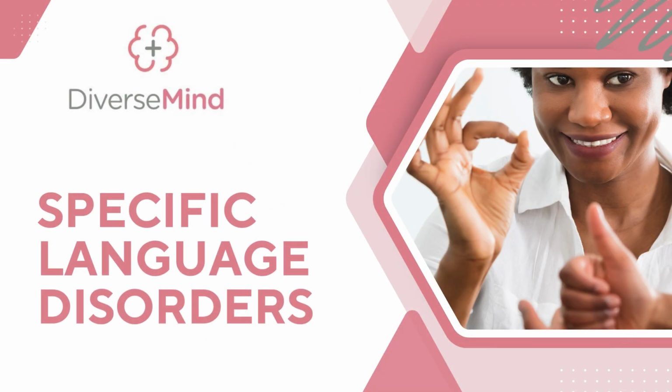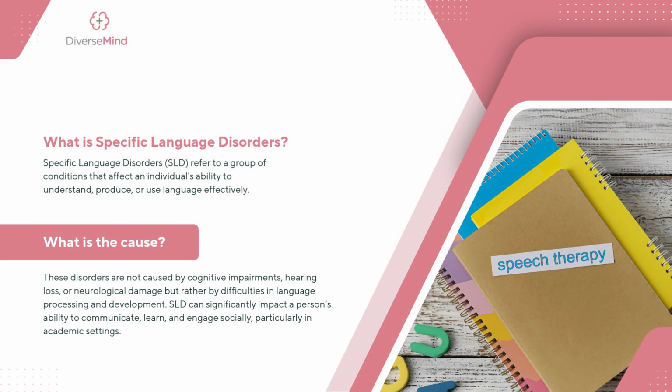Specific language disorders. What are specific language disorders? Specific language disorders, SLD, refer to a group of conditions that affect an individual's ability to understand, produce, or use language effectively. What is the cause? These disorders are not caused by cognitive impairments, hearing loss, or neurological damage, but rather by difficulties in language processing and development. SLD can significantly impact a person's ability to communicate, learn, and engage socially, particularly in academic settings.